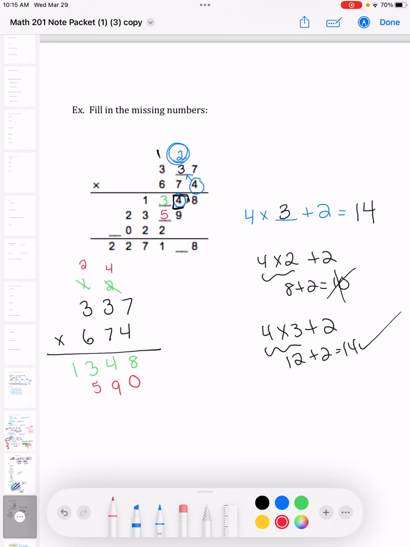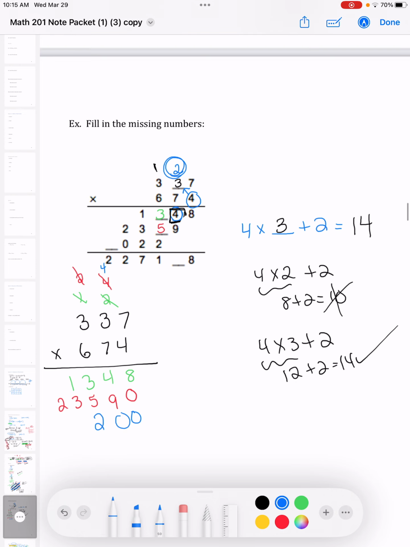7 times 3 is 21, plus 2 is 23. Use those up. Again, you can put zeros in here, or we can leave them blank, like they did up top. Doesn't really matter. 6 times 7 is 42. 6 times 3 is 18, plus 4 is 22. 6 times 3 is 18, plus 2 is 20. So that gives me a 2 right here.